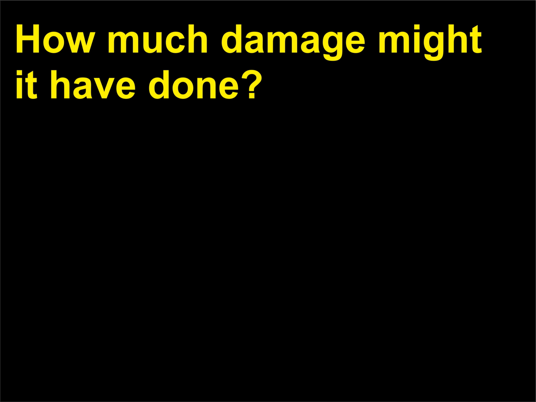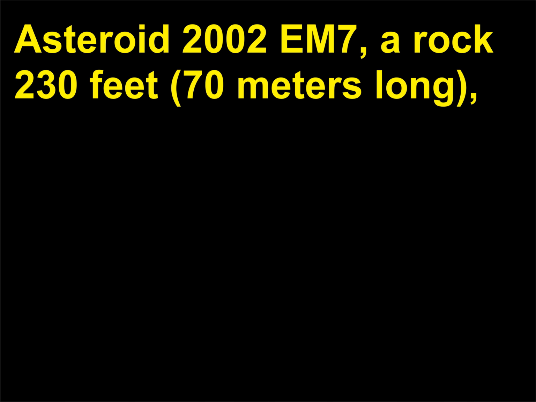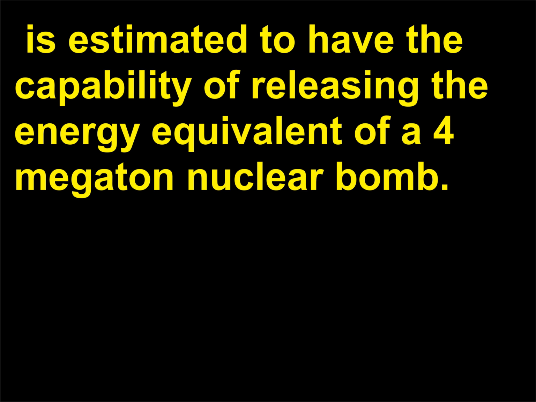How much damage might it have done? Asteroid 2002 M7, a rock 230 feet, 70 meters long, is estimated to have the capability of releasing the energy equivalent of a 4-megaton nuclear bomb.